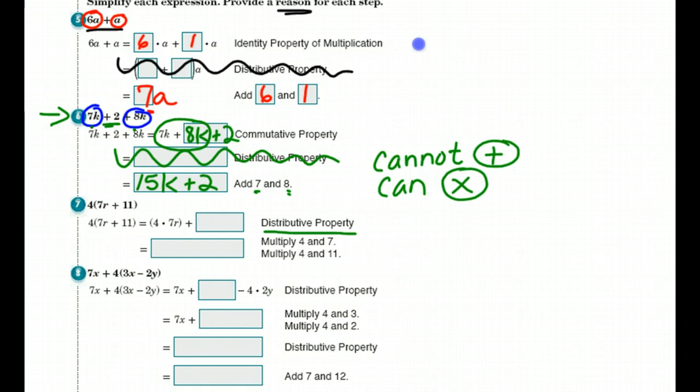Okay, so now we're going to use the distributive property. Now, it's kind of weird with like and unlike terms. You cannot add like and unlike terms. So you cannot add, but you can multiply. So we know about the distributive property. It says that, okay, this 4 is on the outside. We want to distribute this 4 evenly to the 7r and to the 11, both of those terms. So I do my little arrows, my little rainbows.